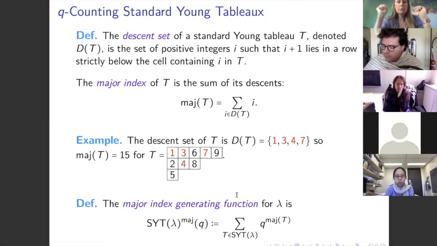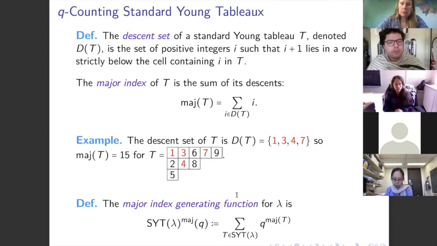And if i appears in a row that's above i plus 1, we call it a descent. And that would mean that if you were reading along the rows from bottom to top, you would see i plus 1 before you see i. That's equivalent. Okay, so i is in the descent set if and only if i plus 1 is down in a row below it. And then the major index is the sum of the descents. That is the analog of the major index of a permutation, which is also the sum of the descents. But here we're doing this over a tableau.